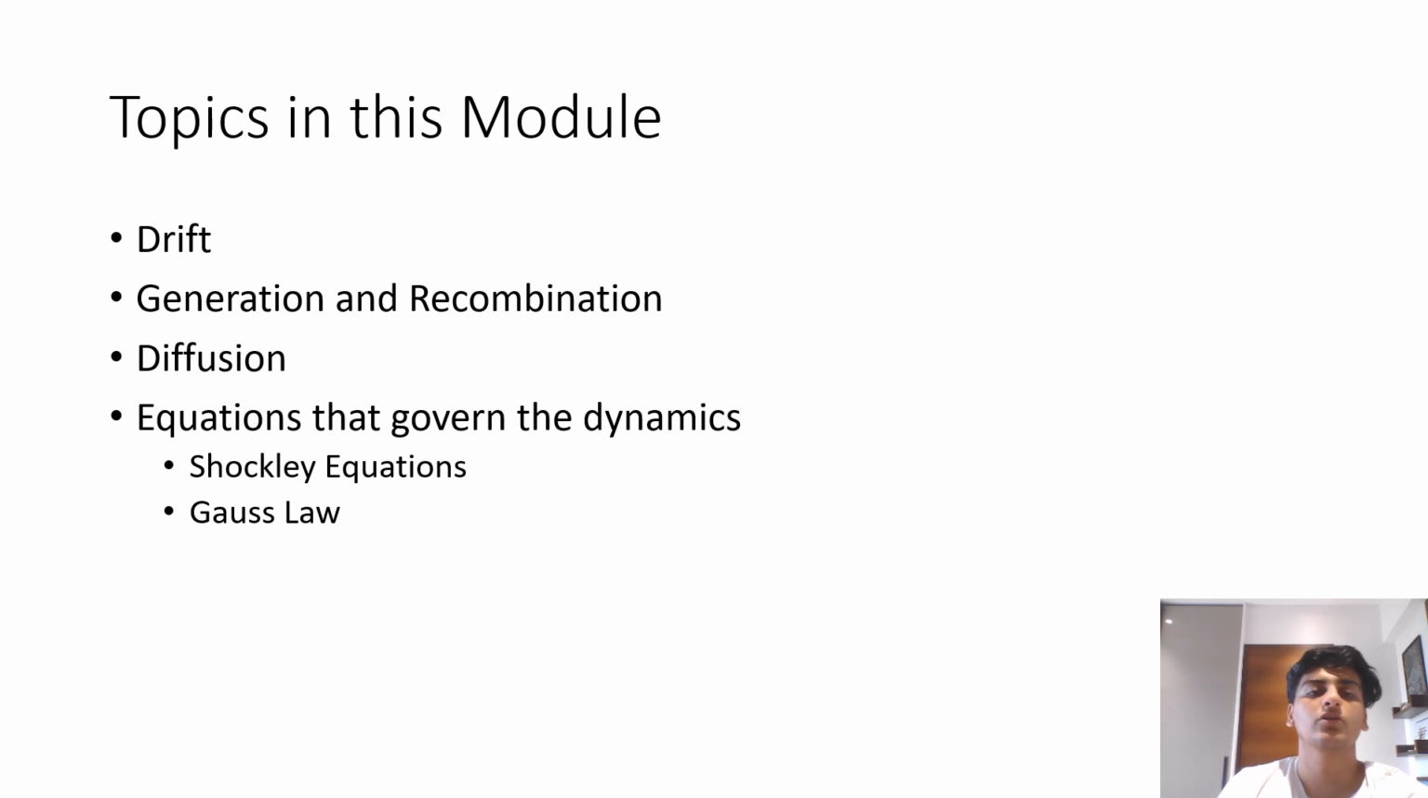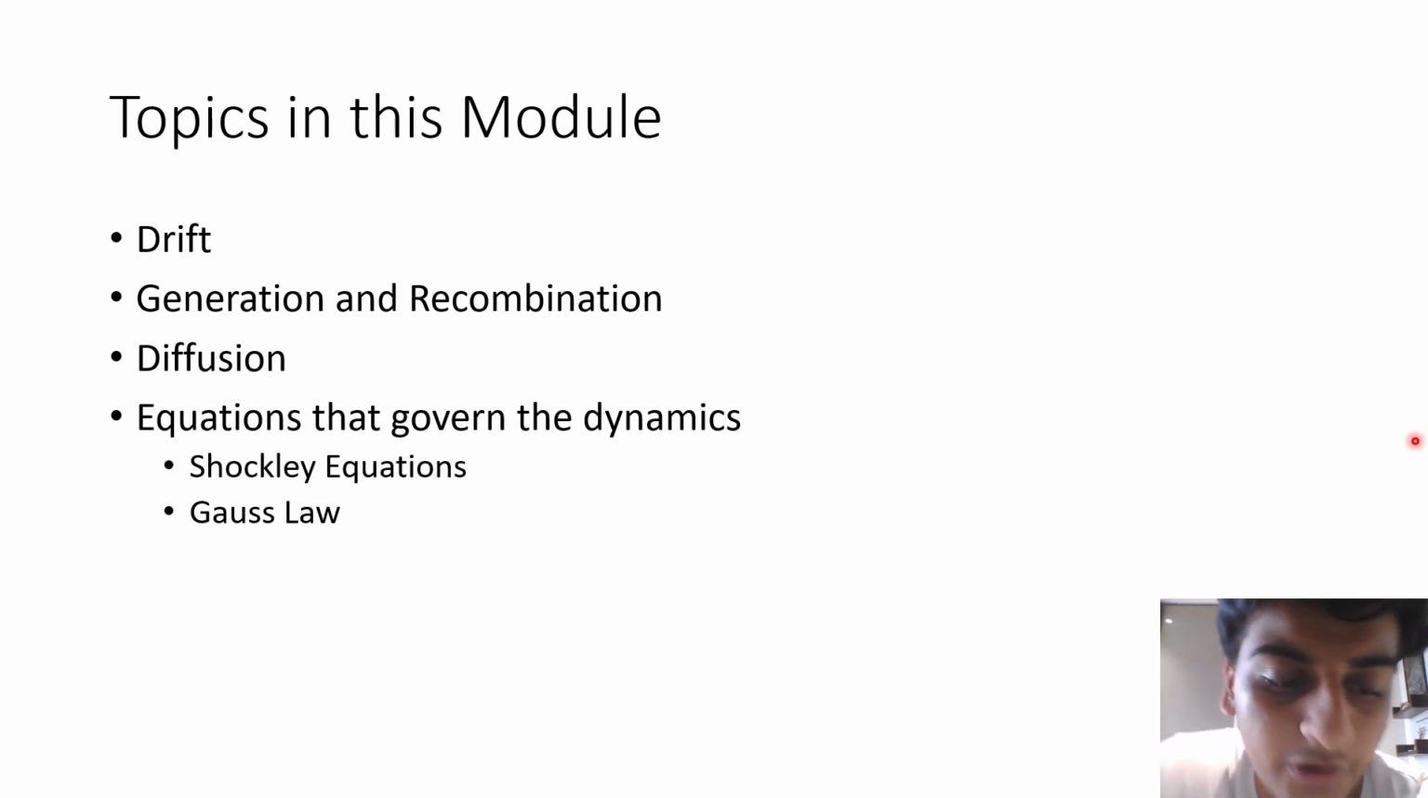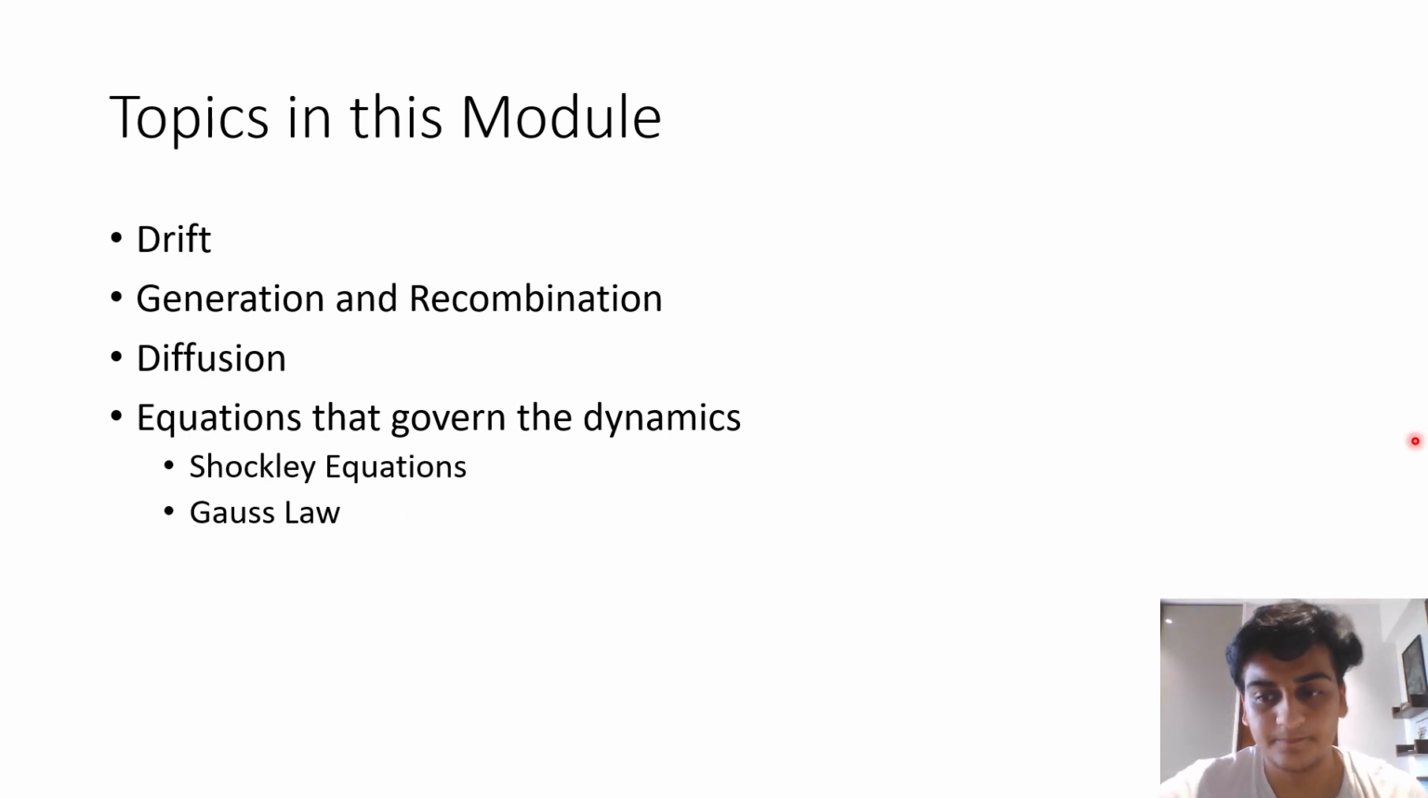So the stuff that we're going to cover in this module, firstly we're going to talk about drift, then generation and recombination, then diffusion, and then finally we're going to use all these concepts to develop the equations that govern these dynamics. We have a set of four equations called Shockley equations, and we have Gauss's law, which you've probably seen before, but we're going to apply it here as well.